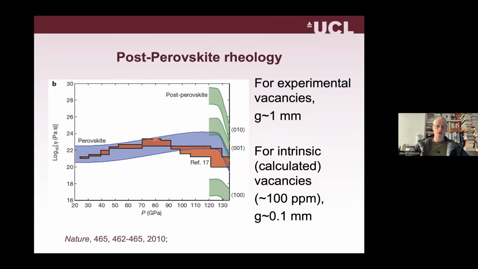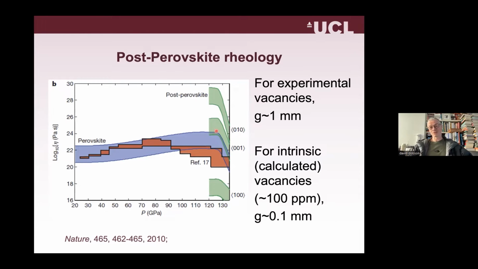Okay, if we actually assume that the vacancy concentration in the lower mantle is dominated by intrinsic vacancies, and there are very few extrinsic vacancies, you end up with about 100 ppm vacancies. You need a grain size of about 0.1 millimeters. Okay, so that's that. But we have a problem, that the post-perovskite is extremely anisotropic.